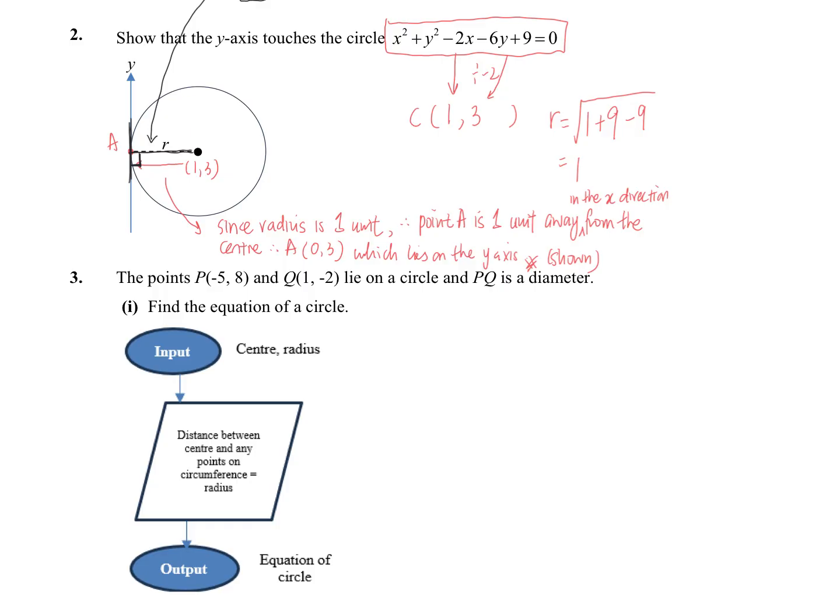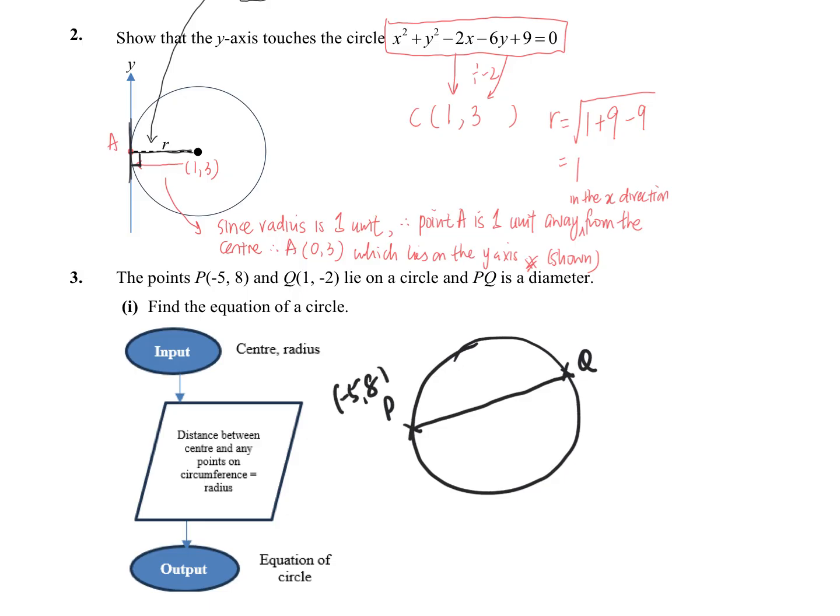Okay, continue this one. P and Q lie on a circle and they are the diameter. So I just take any P, Q: minus 5, 8, 1 and negative 2. So how can I find the equation of the circle? Two steps. How to find the equation of a circle?